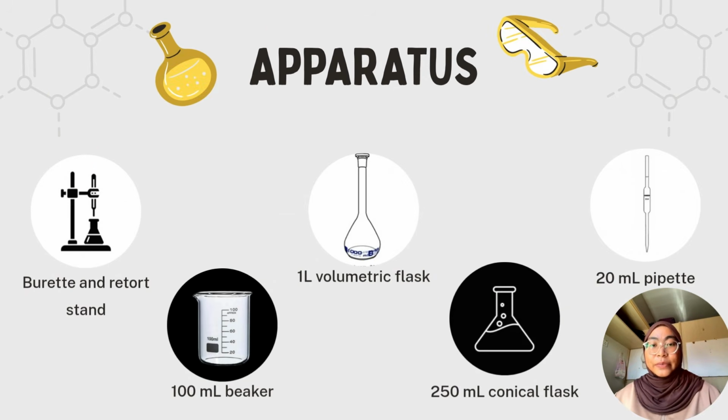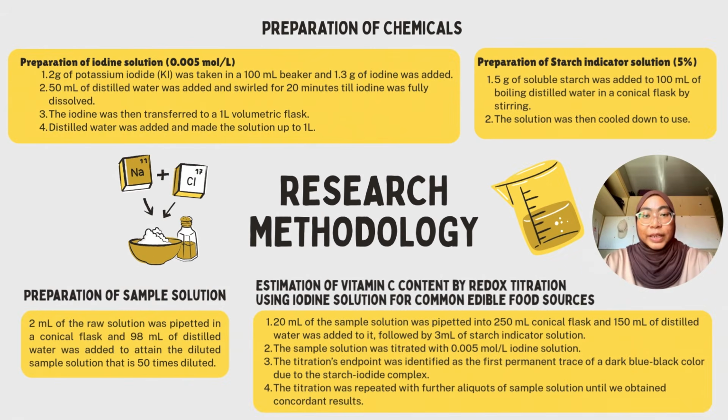So, the list of apparatus that were used in this experiment: 100 ml beaker, 1 liter volumetric flask, 250 ml conical flask, and last but not least, 20 ml pipette. Okay, now let's move to the preparation of chemicals.